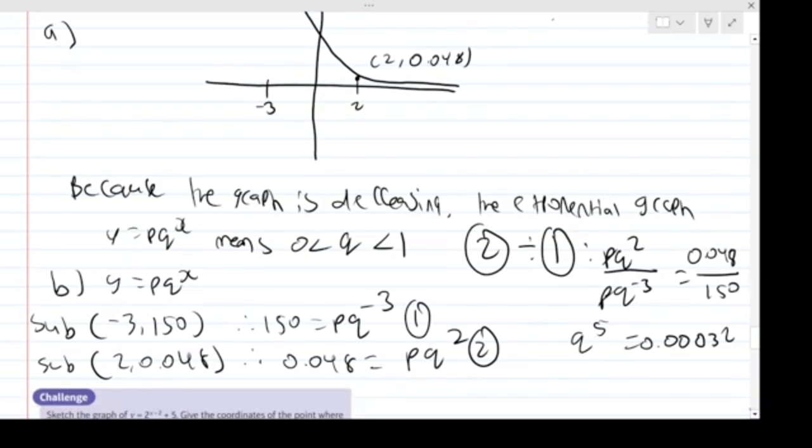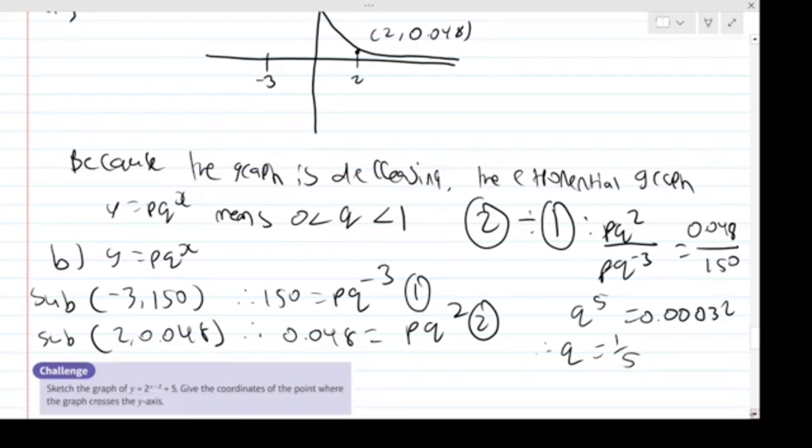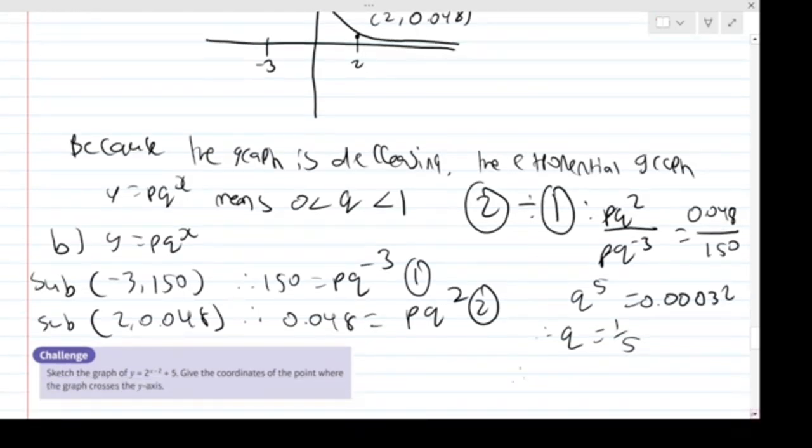So then q, if we have a root of 5, we get just a fifth. Quite nice, actually, just get a fifth. There we are. So q is a fifth. So then that means to find p, well, actually, we could substitute it back into either equation. Let's substitute it into here. So that means sub q into the second one.